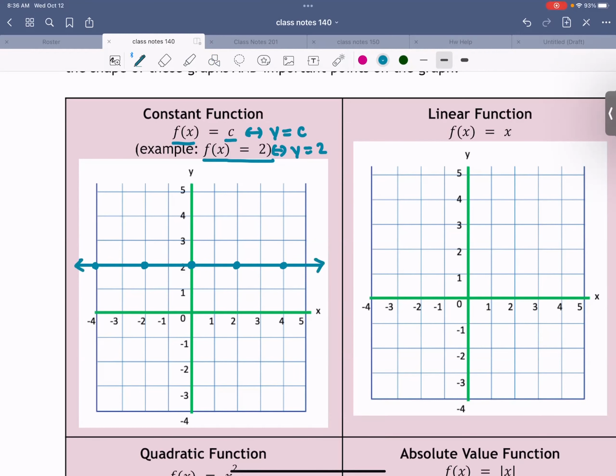Okay. So for this function, I'm not going to tell you to memorize any specific point because it should be 2 everywhere, right? And I could give you y equals 3 or y equals 4, and it would just be at a different height on the graph. Okay. All right. I think we're pretty good with the constant function. Let's get a little bit harder.